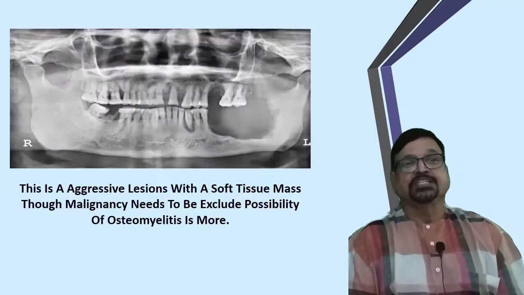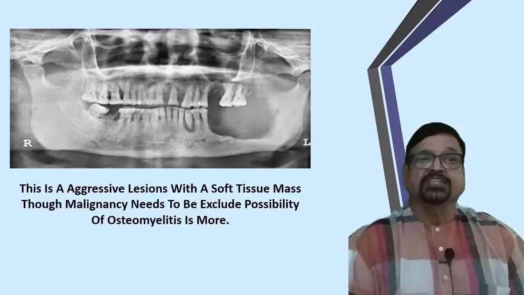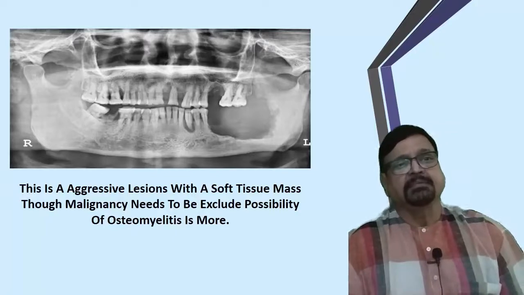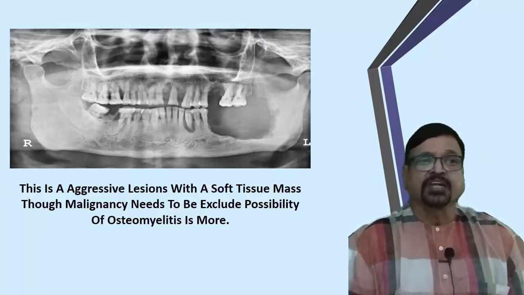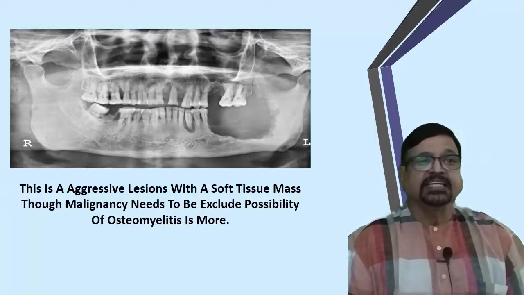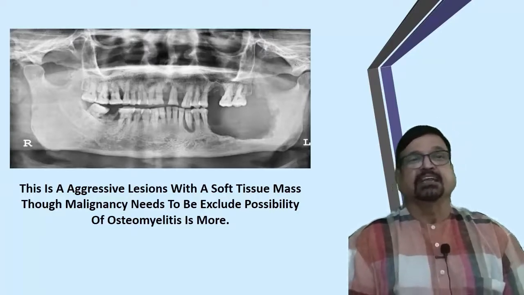Now look at the aggressive lesion. It's a large lesion, very aggressive. Then there is some reactive bone formation, but really not, indicating a really aggressive lesion, and this was an osteomyelitis, an inflammatory lesion.